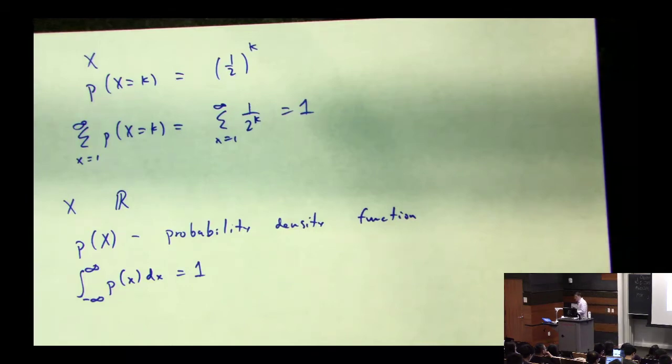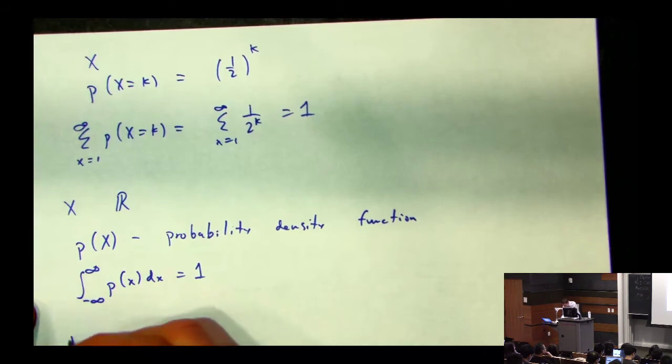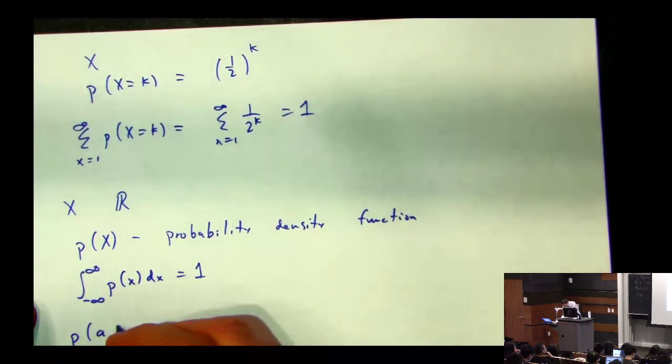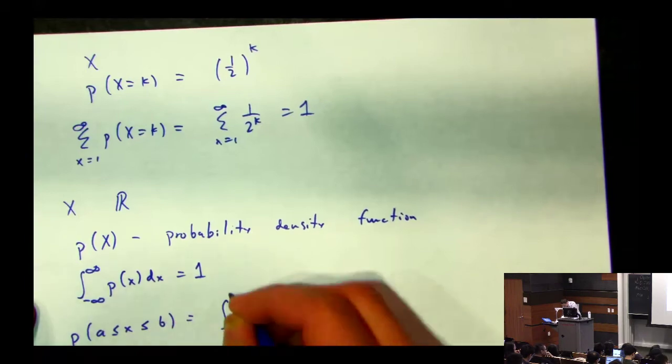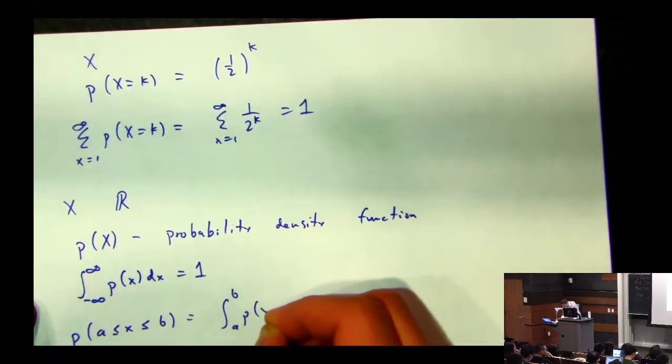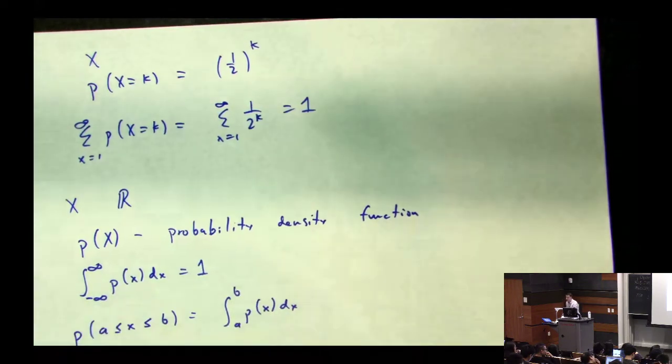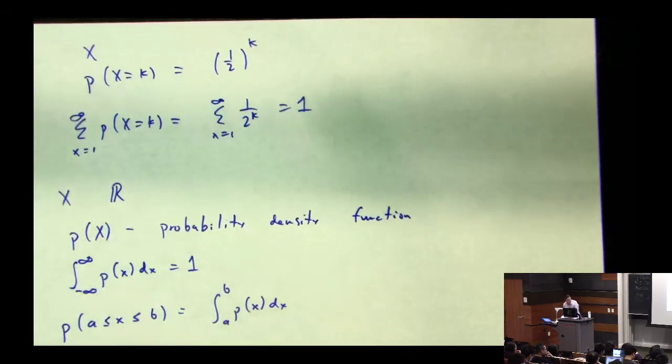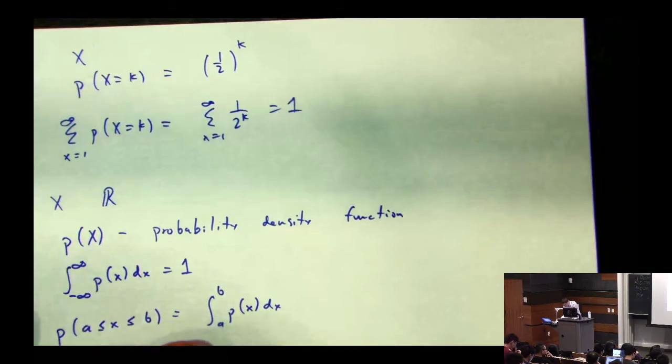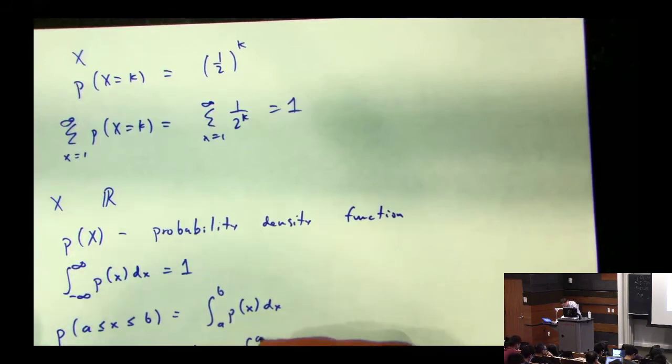But if we want to know the probability that x lies in a range, we can say the probability that a is less than or equal to x, less than or equal to b, would just be the integral over that range. And finally, there's a very common thing people use, which is called the cumulative distribution function, written as F(a). This is just equal to the probability that x is less than or equal to a. That's just equal to the integral from negative infinity to a of p(x) dx.